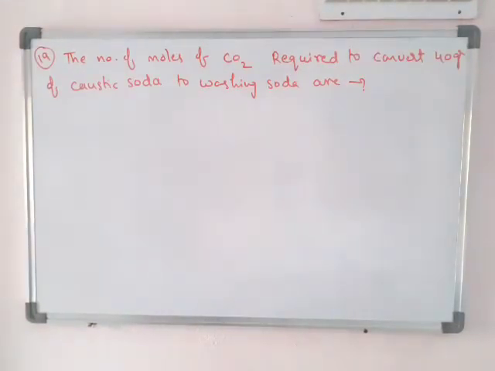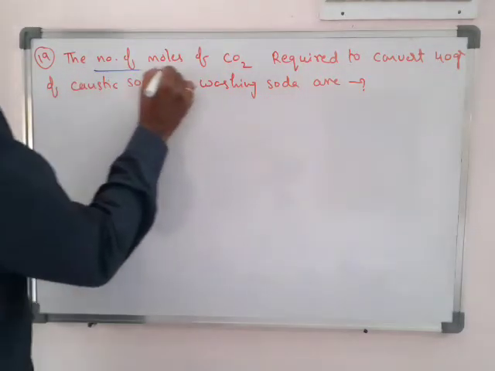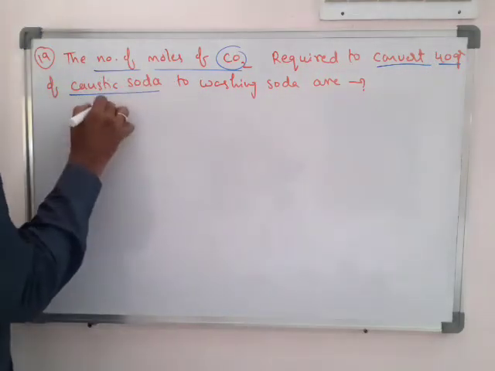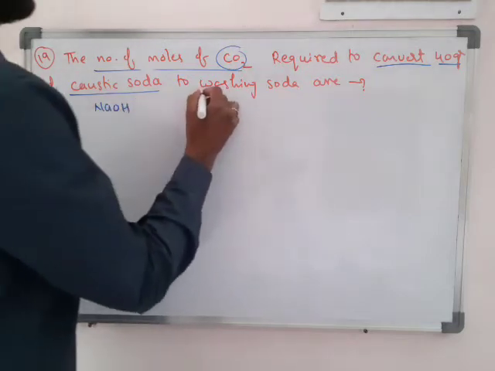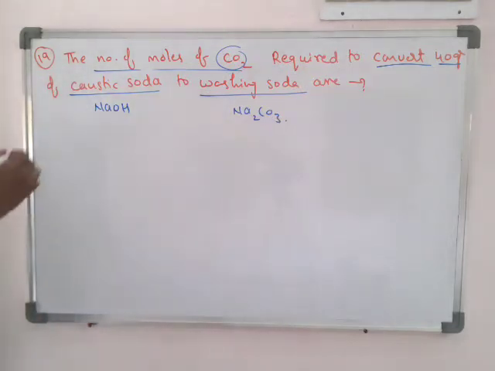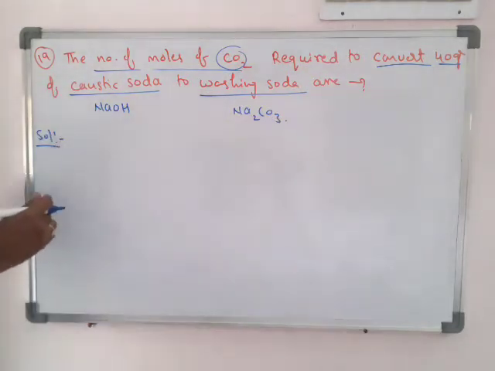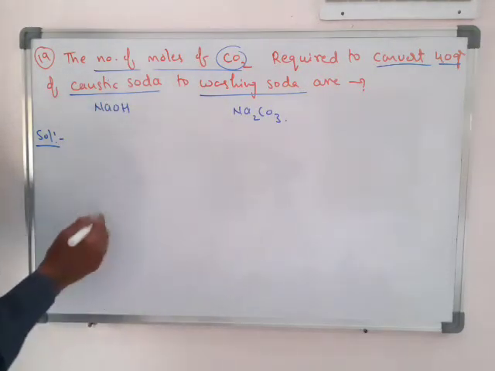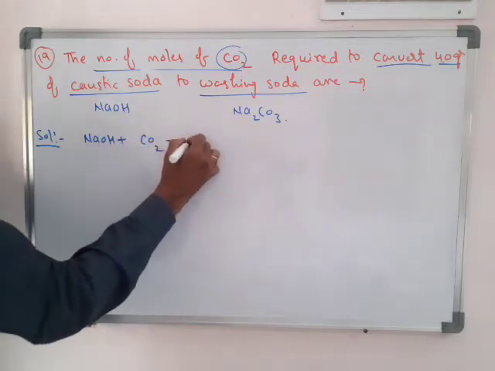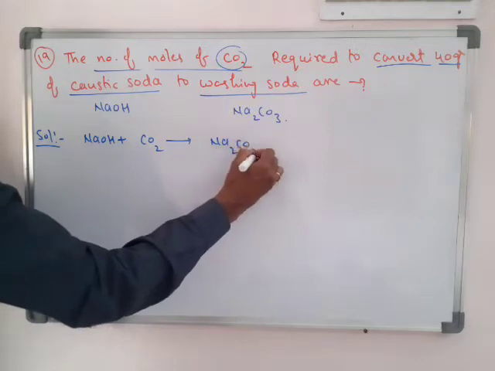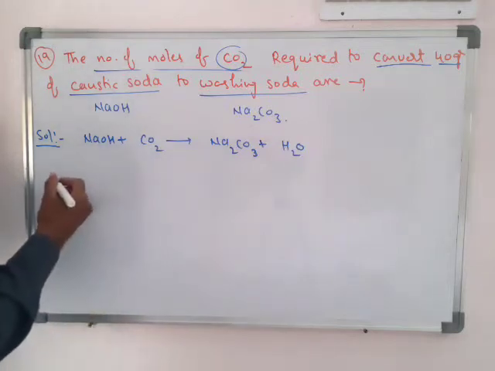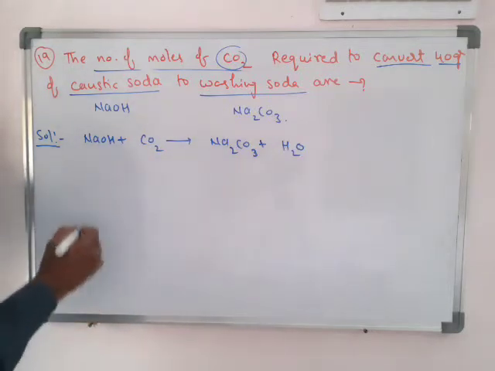Okay, see question number 19. We have to find the number of moles of CO2 required to convert 40 grams of caustic soda, that is sodium hydroxide, to washing soda. Washing soda is mainly sodium carbonate. So we have to know the reaction of caustic soda with CO2 forming washing soda: it forms Na2CO3 and some water molecules. To do this type of problem, it is compulsory to balance the equation.